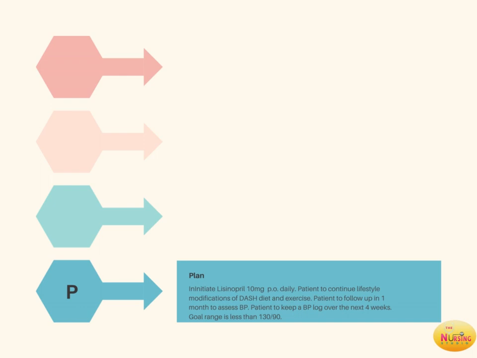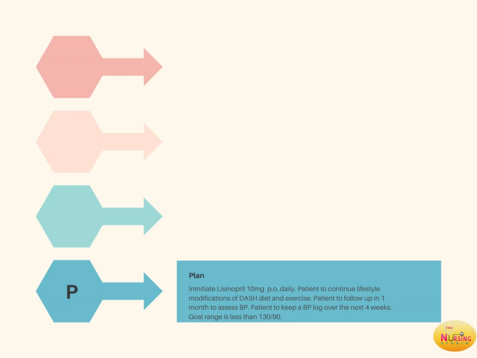Patient to continue lifestyle modifications of the DASH diet and exercise. Patient to follow up in 1 month so that we can assess the blood pressure. Patient to keep a blood pressure log over those next 4 weeks. And the goal range is to be less than 130/90.